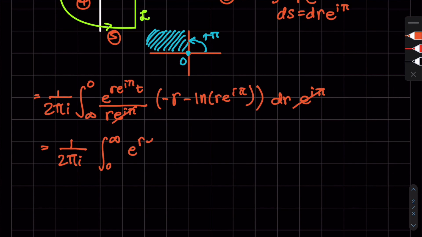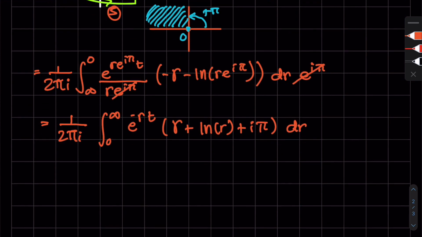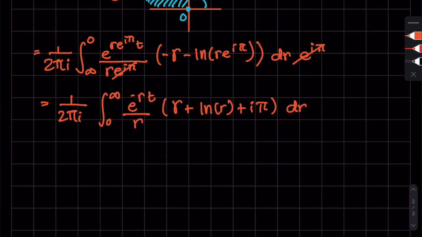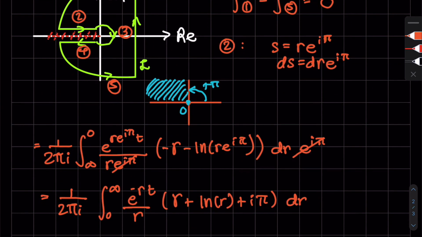E to the r, we can just use a minus here. E to the minus rt, Euler-Mascheroni, plus natural log of r plus I pi dr. Oh, we have to divide by r. I forgot that. Let's just keep it right there. We can't really do much at this point.